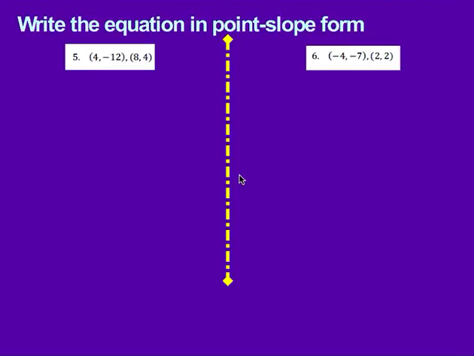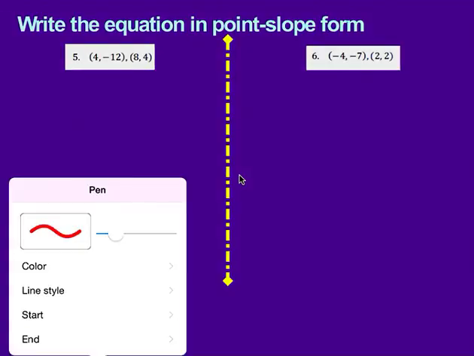So now it asks us to write the equation in point slope form. Well, we're only given 2 points. So for point slope form, you need 2 things. You need a point and you need a slope. Well, guess what? We don't have a slope. Thankfully, on practice 4, we learned how to calculate out the slope. So that's what we're going to do for this. We're going to calculate out the slope.